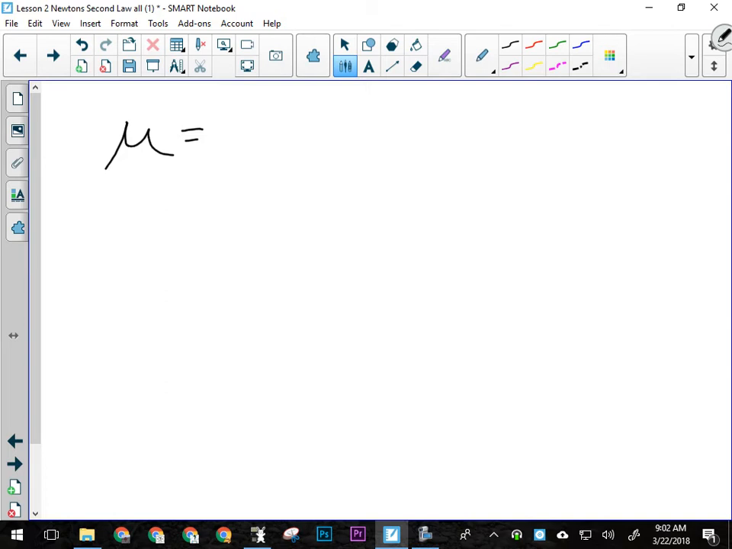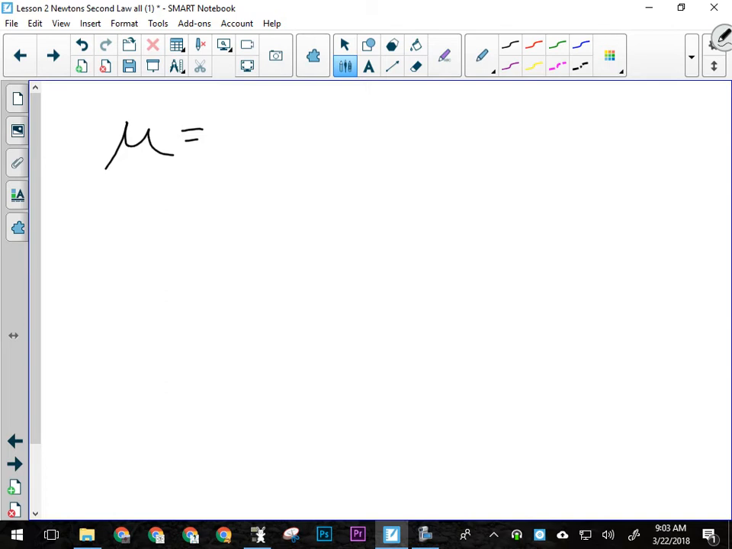So the coefficient of friction between ice and Teflon would be incredibly low because those two things are very slippery. Whereas the coefficient of friction between asphalt and rubber would be very, very high. Just so you get the idea there.